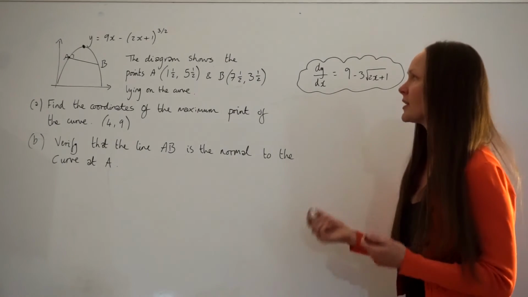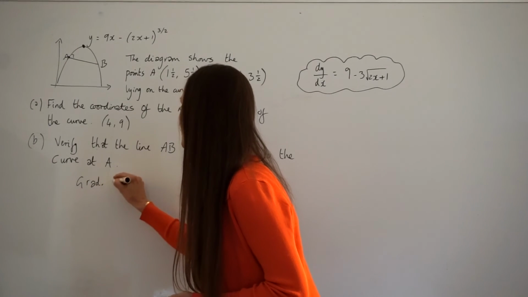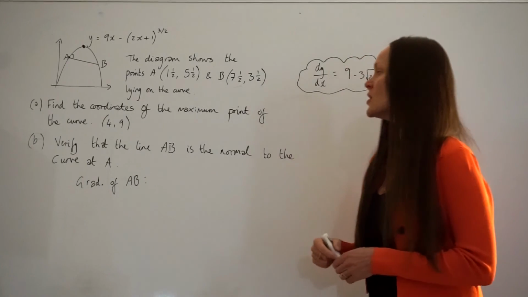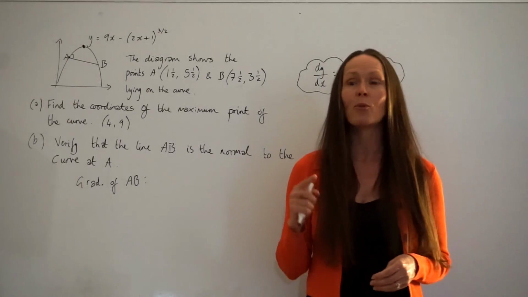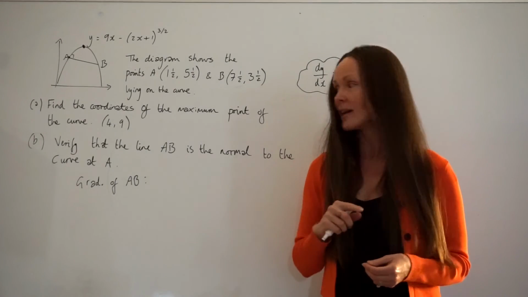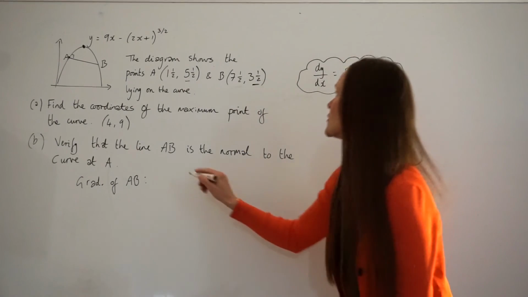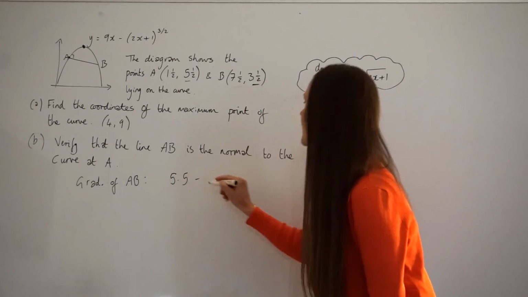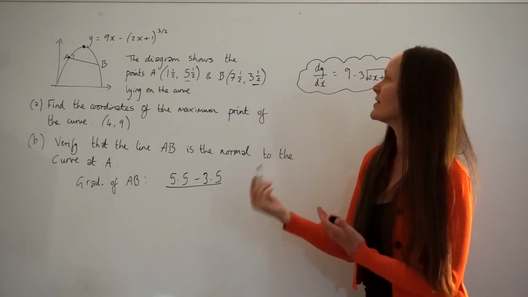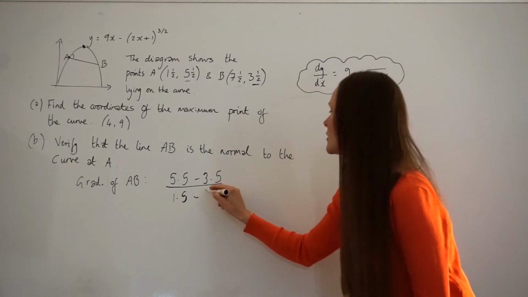So I'm going to start by working out the gradient of AB, the line AB. If I am working out the gradient of a straight line, I'm going to use that method rise over run. So I'm calculating the difference between the y values of A and B and dividing that by the difference between their x values. Okay, so the y values of A and B are given in the question here. So I've got 5.5 minus 3.5, divided by the difference in the x values, so 1.5 minus 7.5.